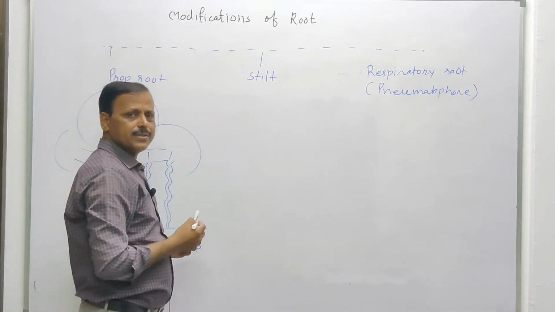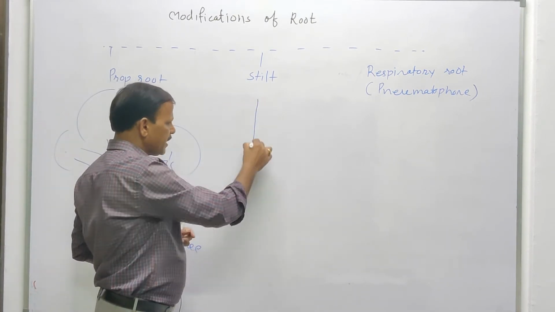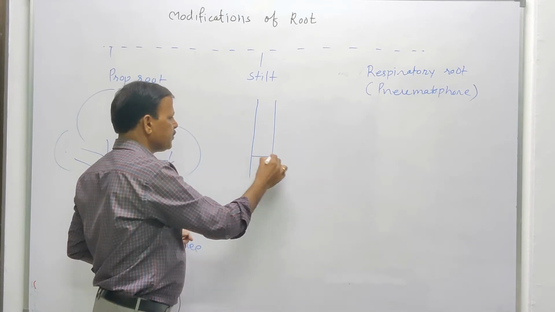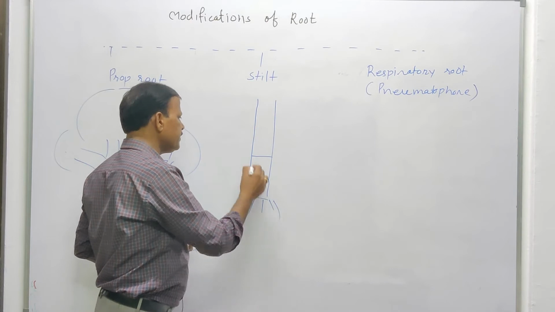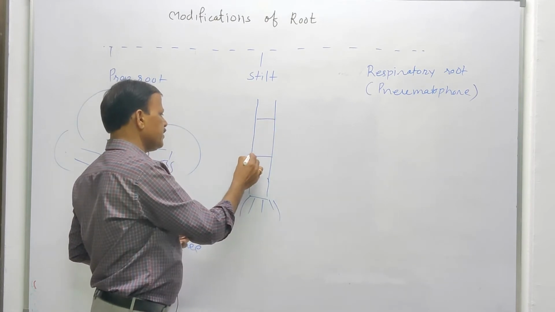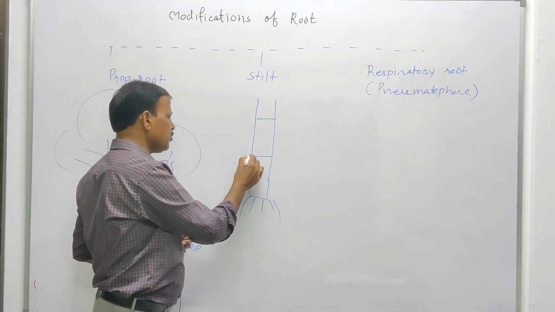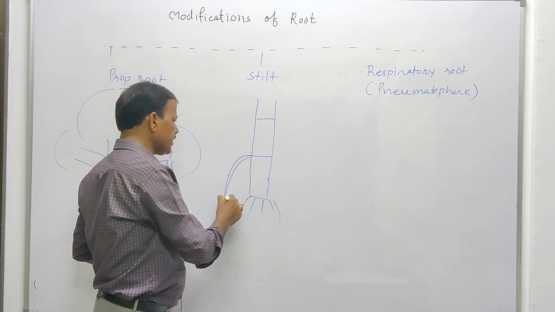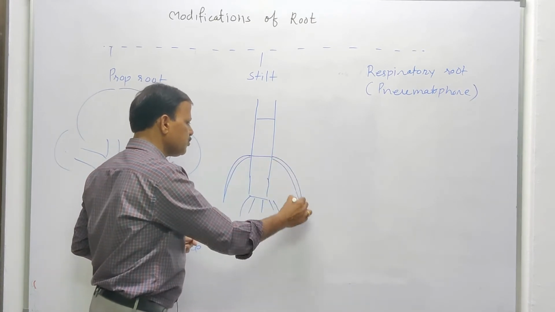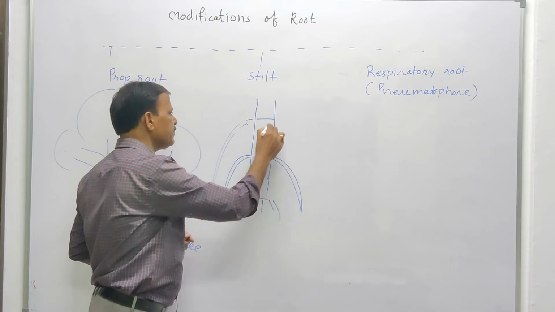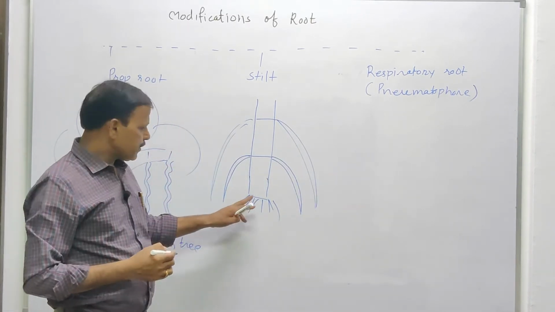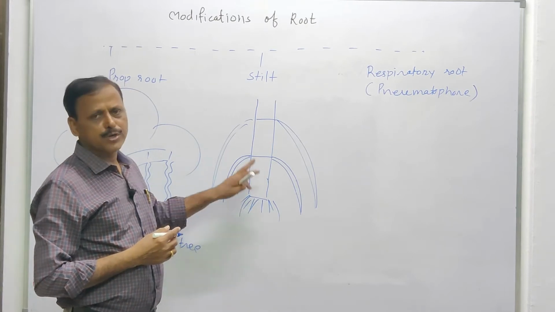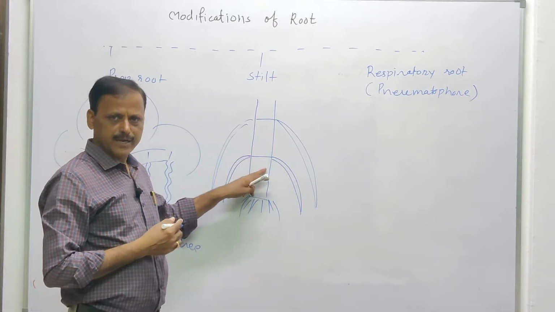What are stilt roots? Stilt roots are the roots which arise from lower nodes of the stem. In monocot, stem has prominent nodes and internodes, and these roots arise from the lower nodes to have extra support. Why? Because the fibrous root which arises from lower part of the stem is not sufficient to support that growing monocot plant.